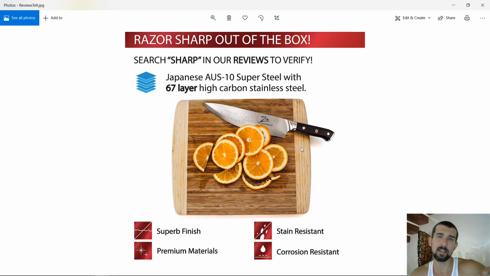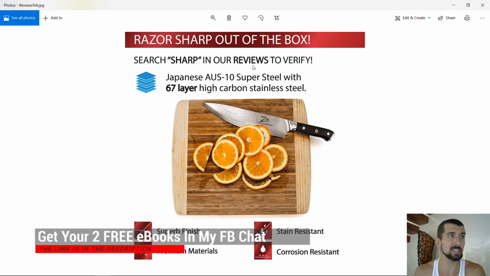Next, we have a bit of a different idea here. Zelite are using the reviews to show that their product is superior. How? "Rather sharp out of the box, search 'sharp' in our reviews to verify." Sharpness is very important for people who buy knives, right? As we've seen in the previous lessons, we identified that from our keywords as well. But what they're essentially saying is, go to our reviews and check them. We have tons of reviews. Type in "sharp" and you'll see what others are saying.